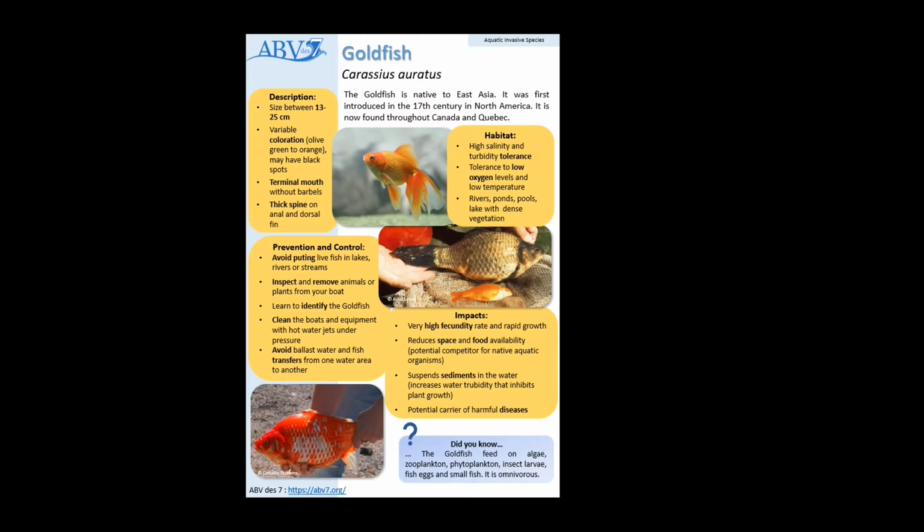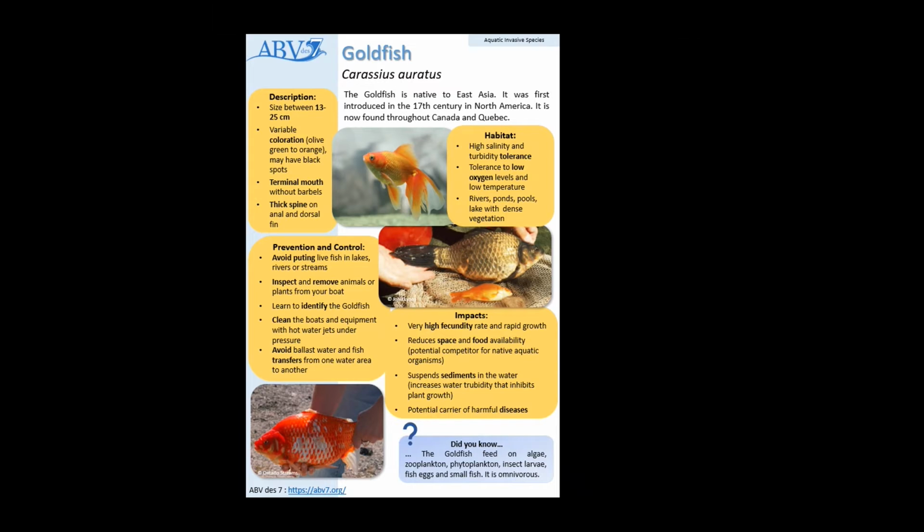In order to prevent and control the goldfish from spreading, we have to avoid putting them, especially live fish, in lakes, rivers, or streams. Inspect and remove animals or plants from boats. Also learn to identify the goldfish and clean boats and avoid ballast water from transferring to different bodies of water.